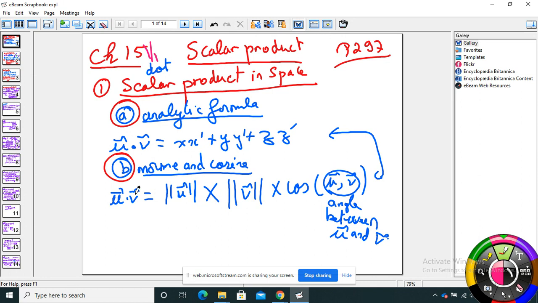When I want to find cosine, I will replace u dot v by the answer of the analytic formula to find the angle between the two vectors. Of course, we will see it from the application. So don't worry guys, we'll see it later during the application periods.